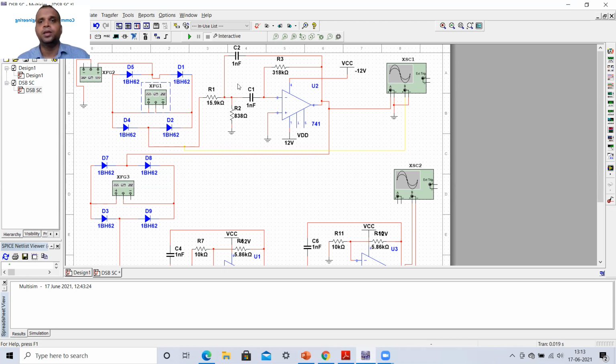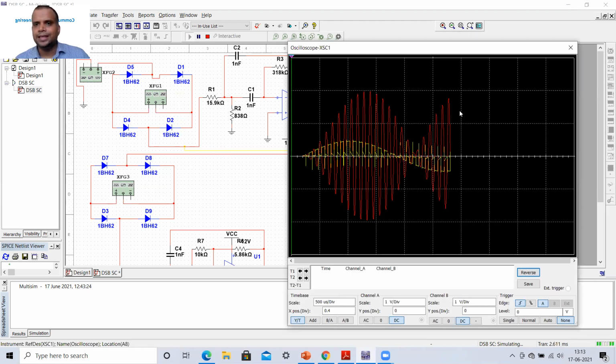After having this, if we simulate and run this circuit, we are expecting to get our DSBSC output from this particular band pass filter output point. So this is our band pass filter, this is our diode bridge network, and this is our message signal. Once we simulate it, here we can see the result.